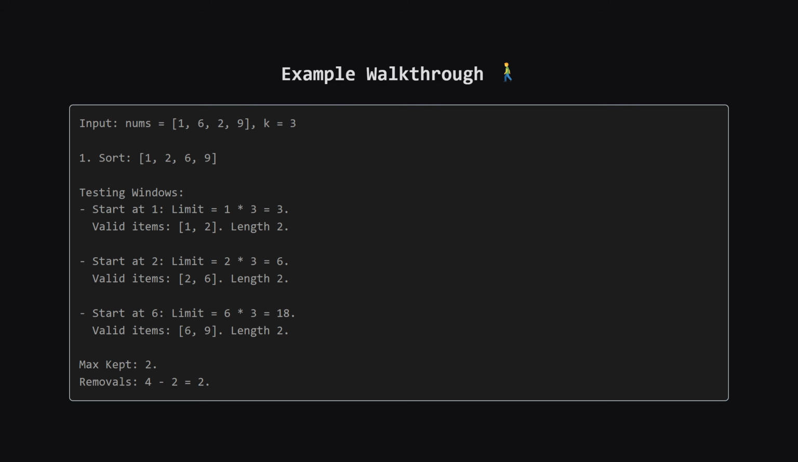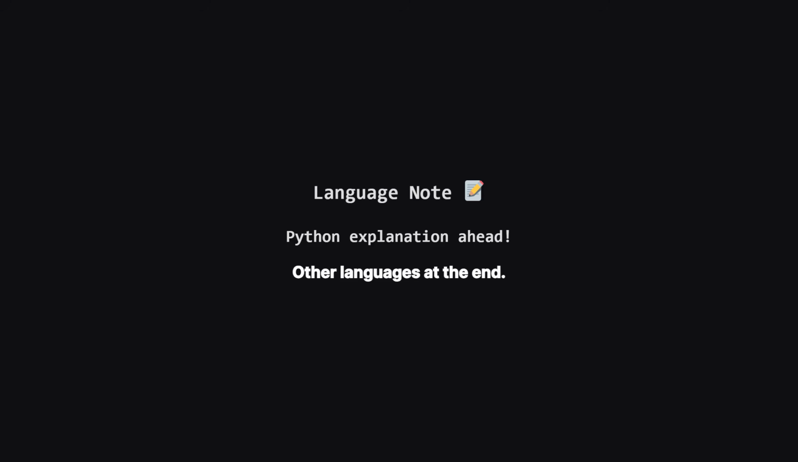What if we start at 2? The minimum is 2. The limit is 2 times 3, which is 6. The numbers 2 and 6 fit. That's also length 2. If we start at 6, the limit is 18. 6 and 9 both fit. Length 2 again. In this case, the best we can do is keep 2 numbers. Since we started with 4 numbers, we remove 2. The answer is 2.